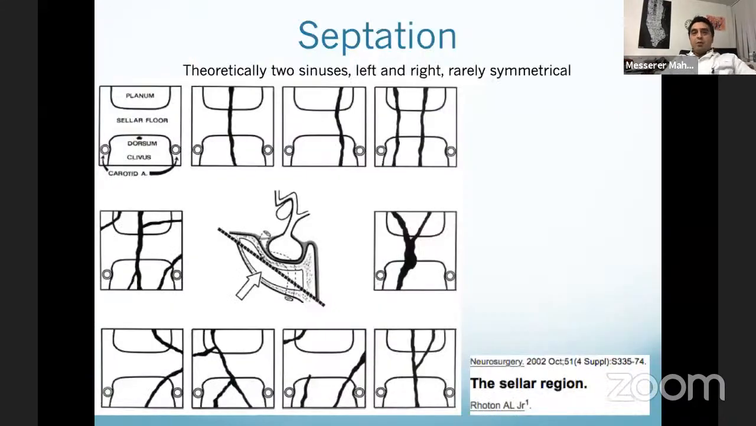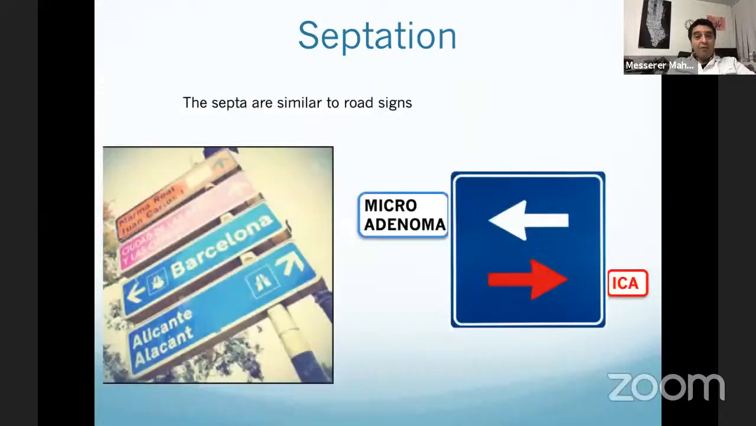It's very important also to analyze your septation inside your sphenoid sinus. Septation inside the sphenoid sinus is like a fingerprint. It's unique and it's very helpful. It's like road signs, especially when you deal with a microadenoma and when you need also to localize your ACA.